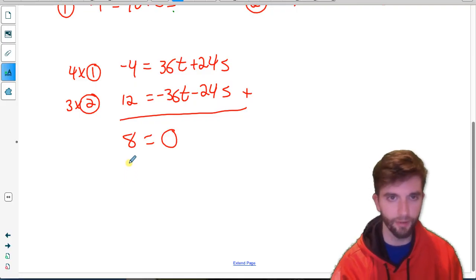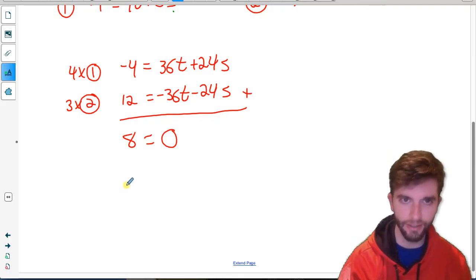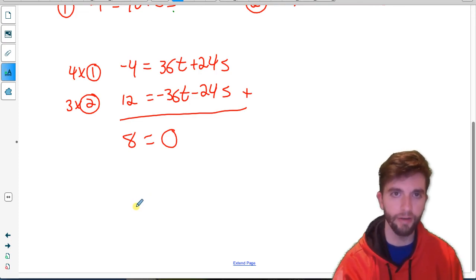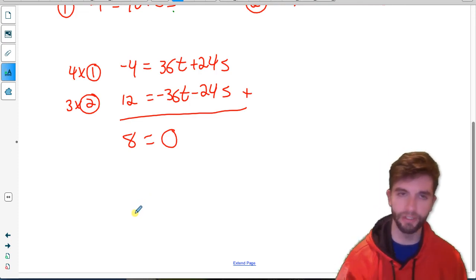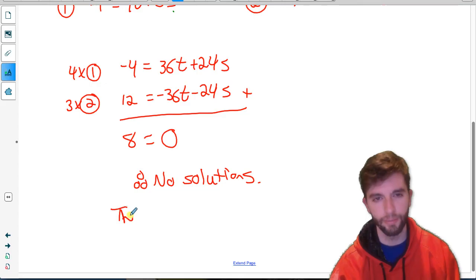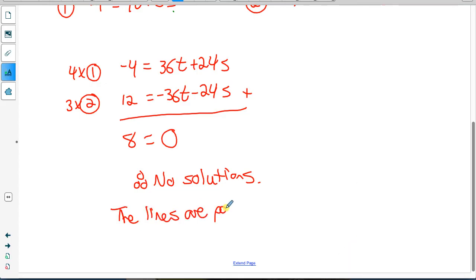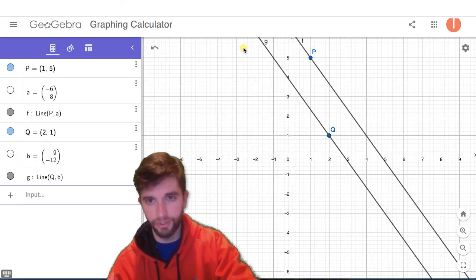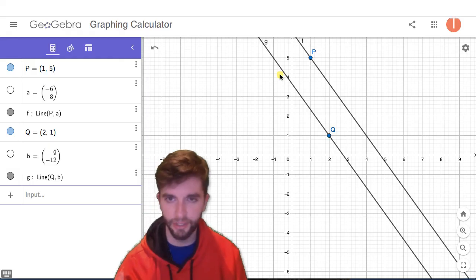What does that tell me? It tells me that the lines never intersect. There is no way those two equations could be equal to each other. There is no set of values of t and s that make those two equations equal. So I can say, therefore, no solutions. The lines are parallel and distinct. Now let me just prove that to you with a graph. So here are those two lines, and you can see that those two lines never intersect. They're parallel and distinct from each other.